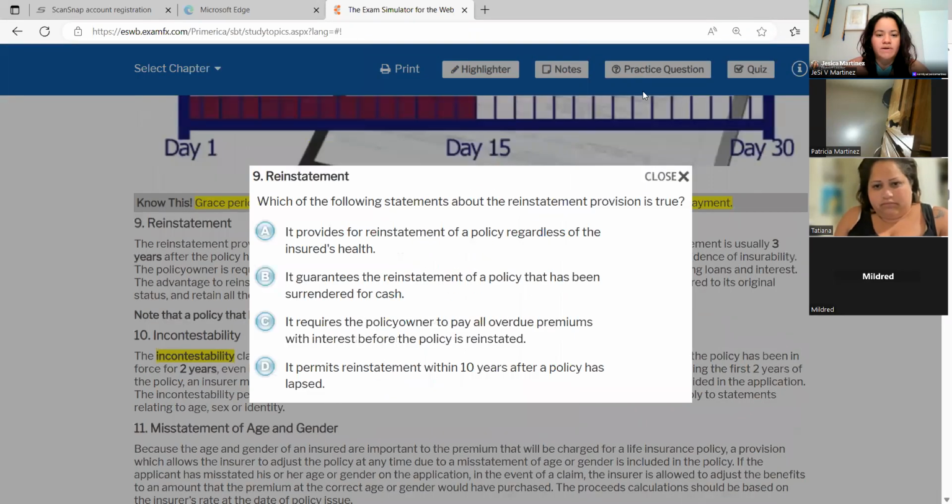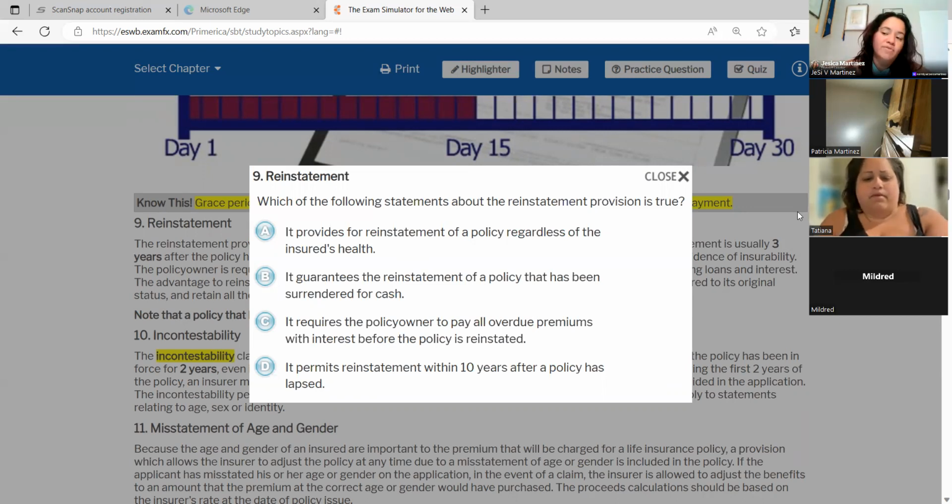Let's go to reinstatement. Which of the following statements about the reinstatement provision is true? A, it provides for reinstatement of a policy regardless of the insured's health. B, it guarantees the reinstatement of a policy that has been surrendered for cash. C, it requires the policy owner to pay all overdue premiums with interest before the policy is reinstated. D, it permits reinstatement within 10 years after a policy has lapsed. See? It requires the policy owner to pay all overdue premiums.